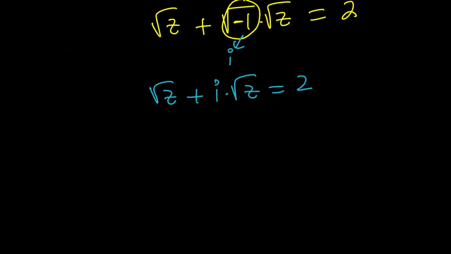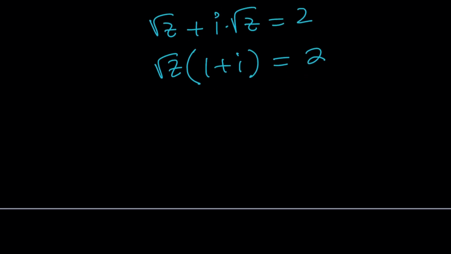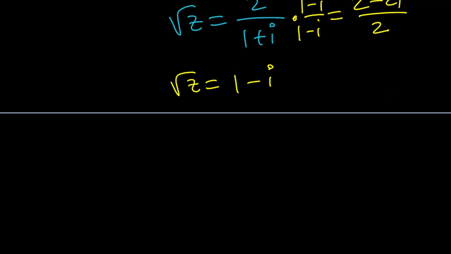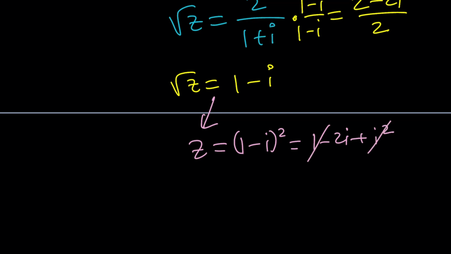And then factor out square root of z. You're going to get 1 plus i times square root of z is equal to 2. Great. Now let's divide both sides by 1 plus i, and consider the conjugate, which is 1 minus i. That should give you 2 minus 2i divided by 2, which is 1 minus i. And then if you square both sides, here's the thing. A complex number has two square roots, but if you know the square root of a complex number, then there's only one number whose square root equals that number. Does that make sense? So from here, we only get a single solution. How is that possible? We're supposed to get two. I'll tell you. So z from here is going to be 1 minus i squared, which is 1 minus 2i plus i squared, but i squared is -1, so z can be -2i.